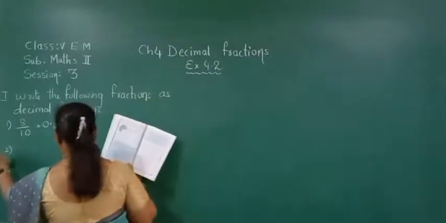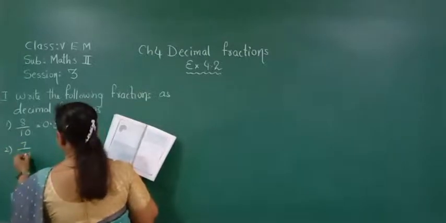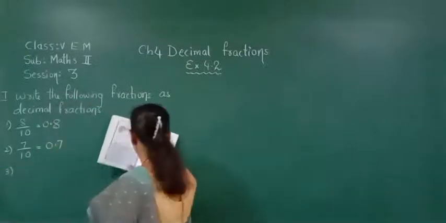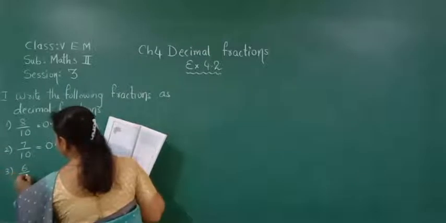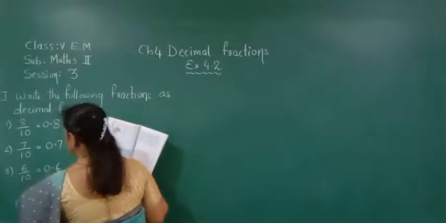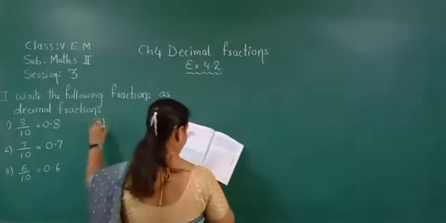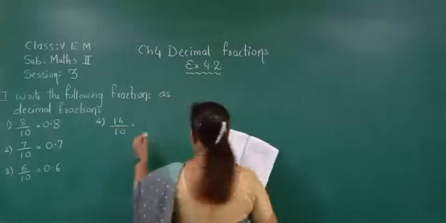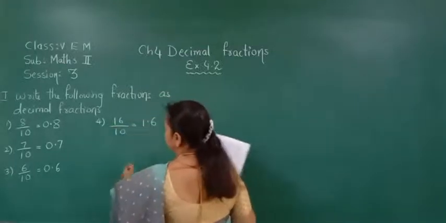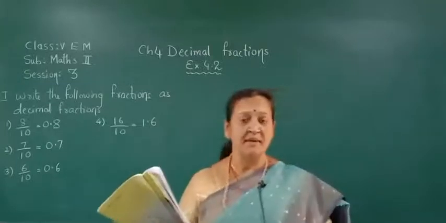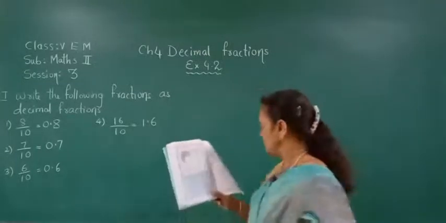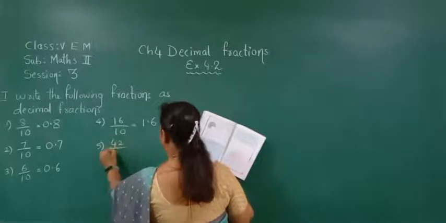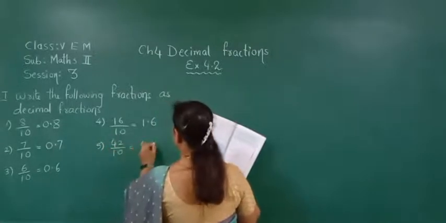Second one, 7 by 10. So here 7 by 10 you can write 0.7. Then third one, it is 6 by 10. 6 by 10 is 0.6. Then fourth one is 16 by 10. So 16 by 10 we write as 1.6. After one digit we have to put the decimal point. So it is 1.6. Then fifth one, it is 42 by 10. So here it is 4.2.